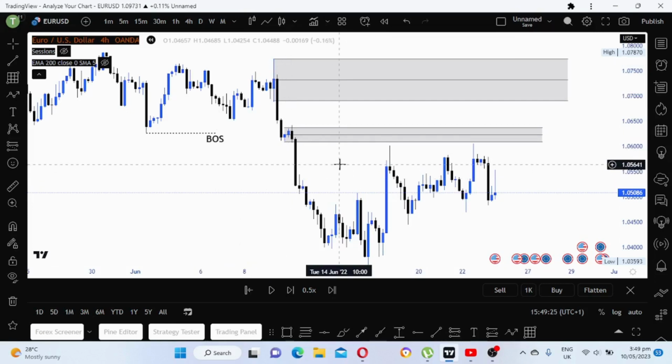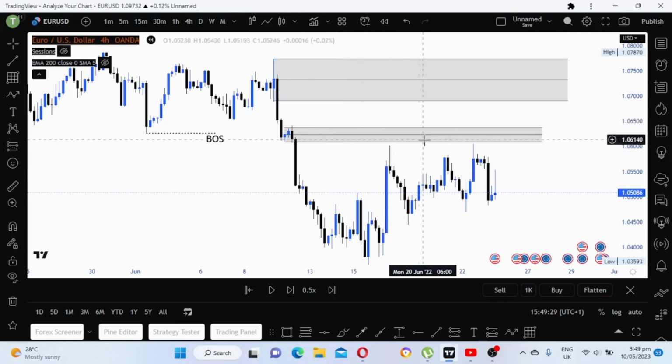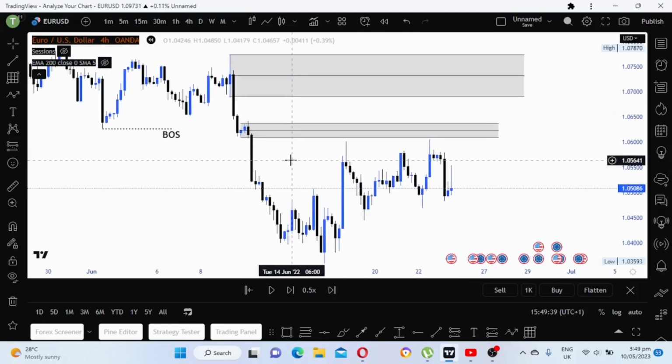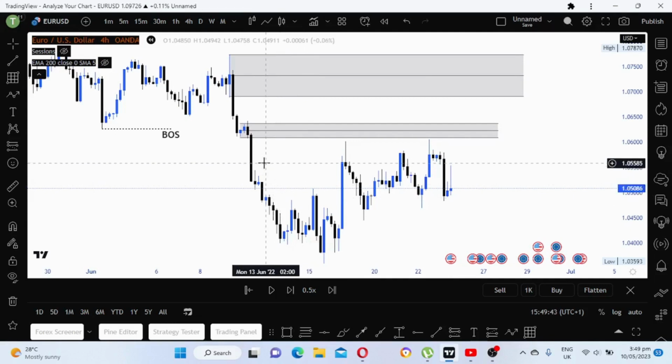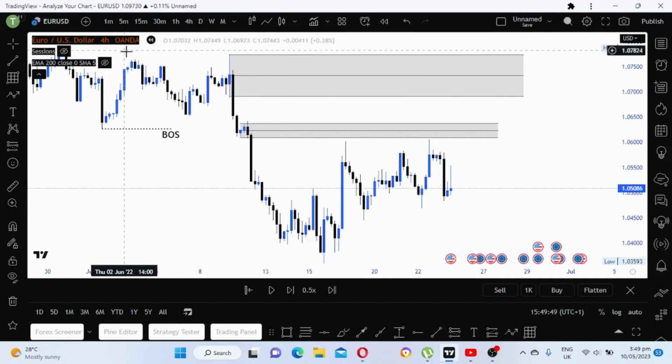As you can see here, guys, I draw my two zones. This is a minor supply zone. This one is a major supply zone, which is also called an extreme supply zone. So we have to wait for price to come back to its zone on the higher time frame. Let me say my higher time frame is H4.